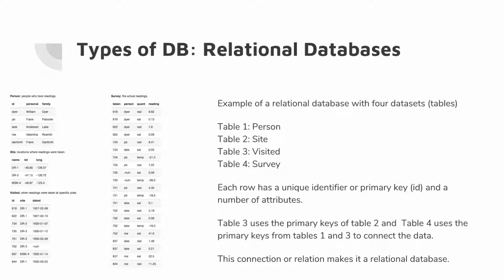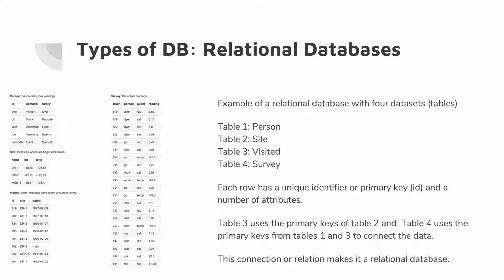And as you can see, each row has a unique identifier, the so-called primary key, and then a number of attributes. So look at the first table. You have an ID column, and there, for example, in the first row, you have in lowercase the word Dyer, and then you have as the attributes in the columns the first name, which is William, and the family name, which is Dyer. So you have here a description of a person's name with an ID.